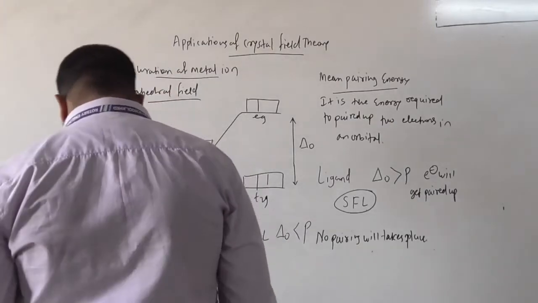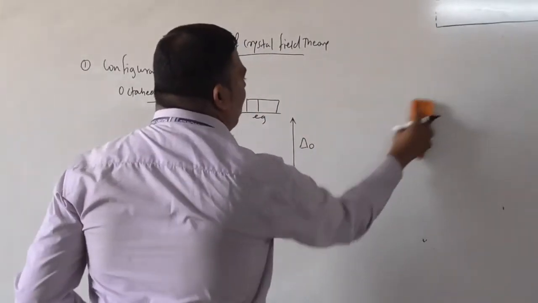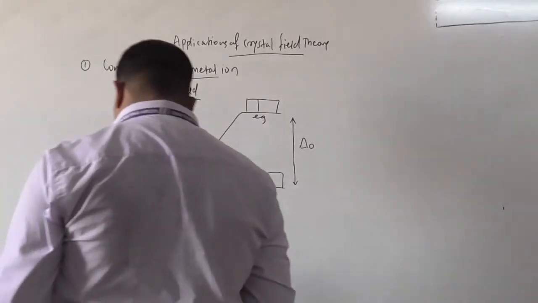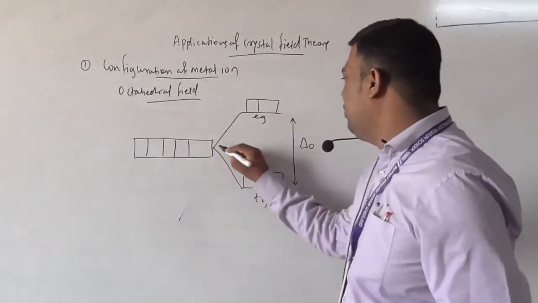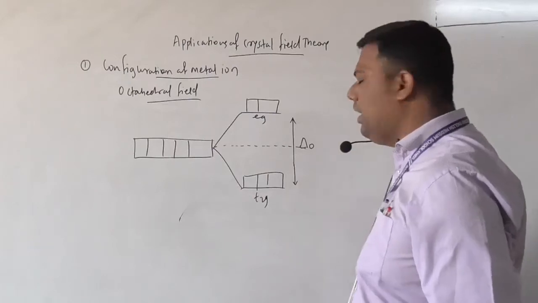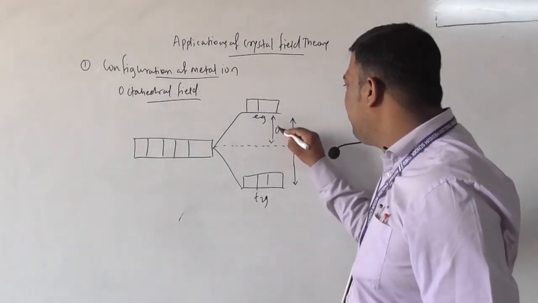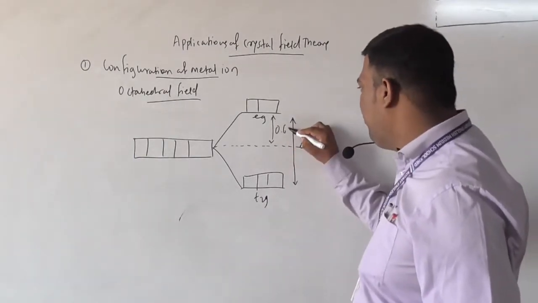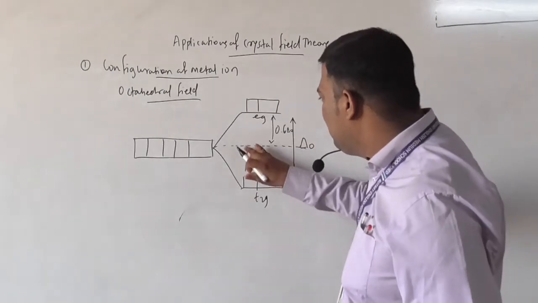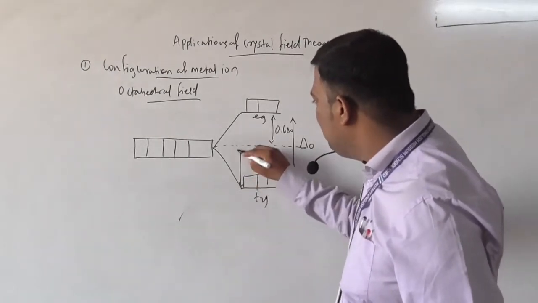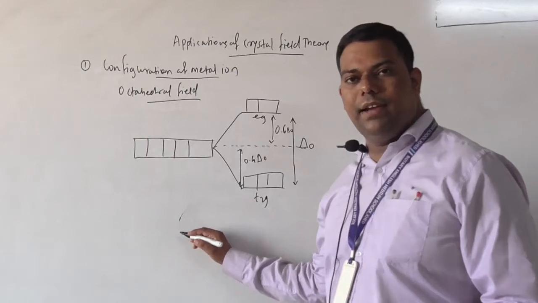Now in this diagram only we will mention another concept. We have to derive the formula for CFSE. As you know, if we draw the energy levels, the difference between these two is 0.6 delta zero, and the other difference is 0.4 delta zero. So here we can write the formula.